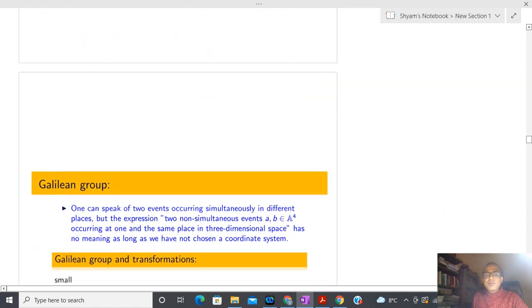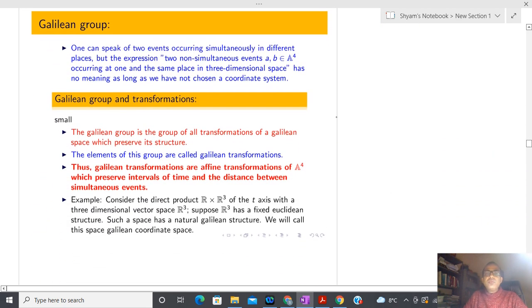Now let us come to the Galilean group. Whenever we are talking about a group, obviously I have to make sure that all properties of the group are satisfied. We have seen that if the group is not abelian, then it should satisfy 4 properties. If it is abelian, then it will satisfy 5 properties, which means commutativity also comes into the picture.